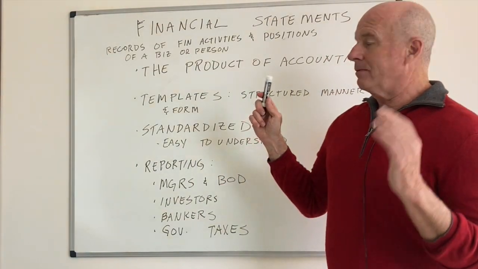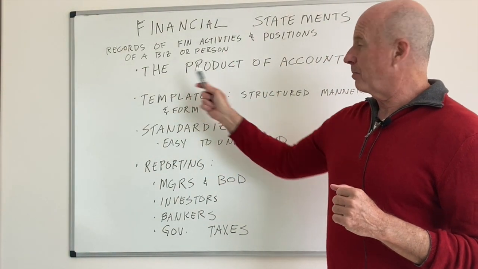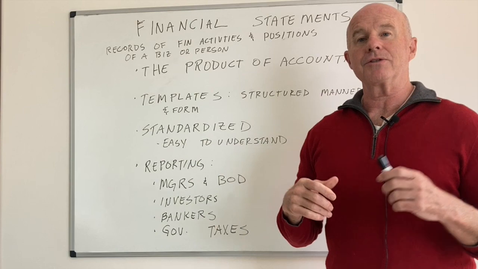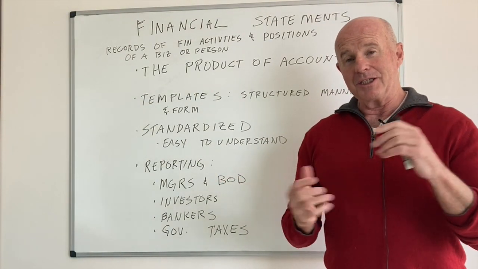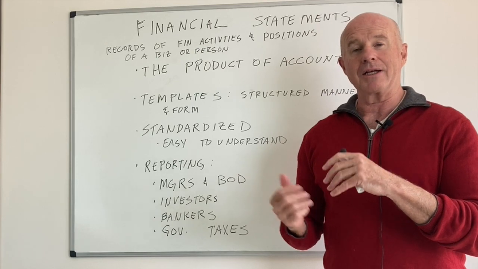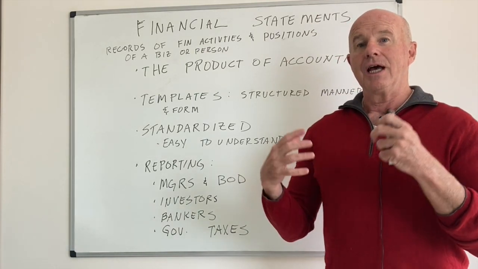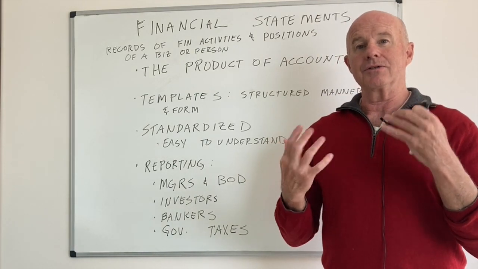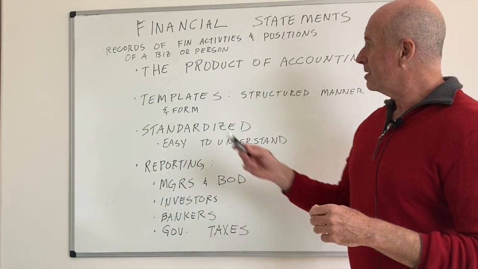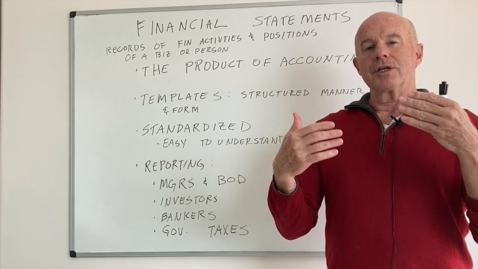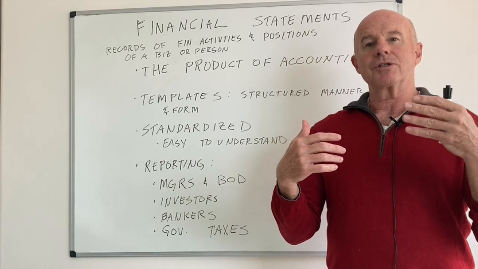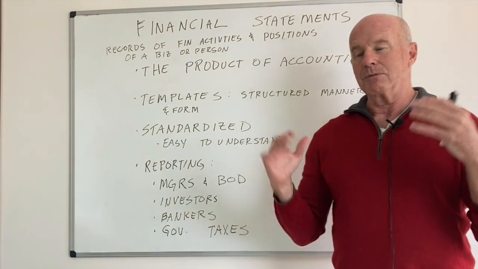So financial statements are the product of accounting. It's basically what accounting does. The end product of accounting, keeping all the records of a company's activities or a person's activities, ends up in reporting in these financial statements, which are templates basically. They're three documents: an income statement, a balance sheet, and a cash flow statement. We'll go through those in a minute.